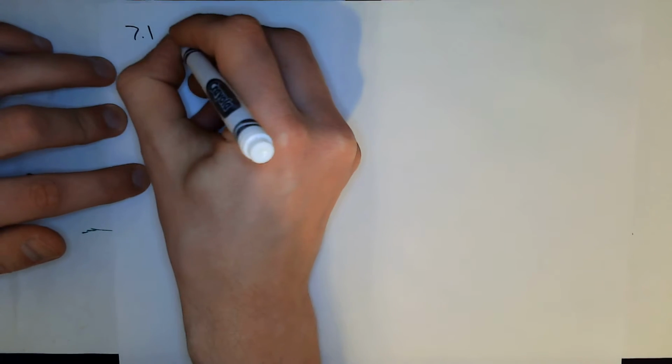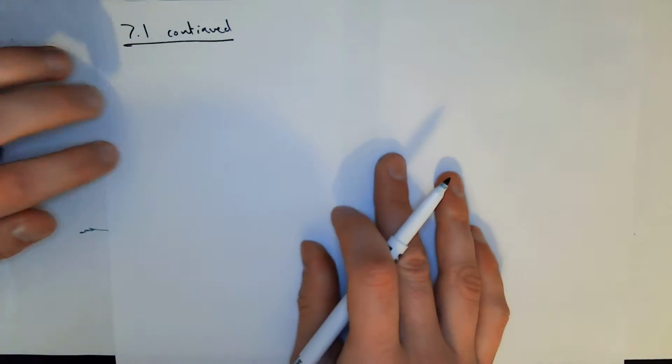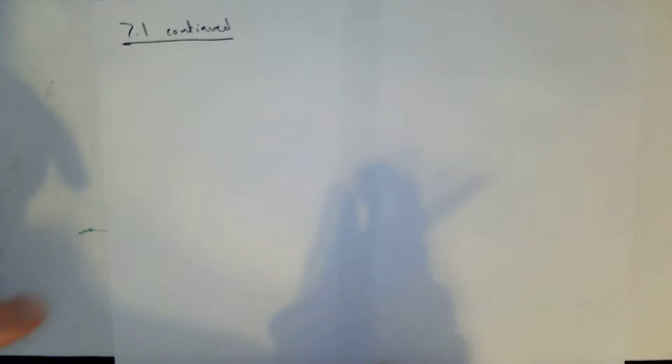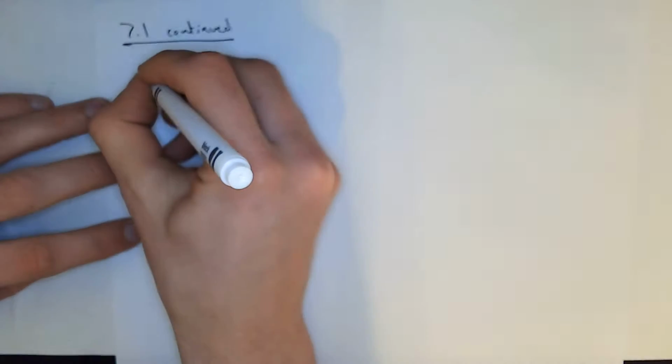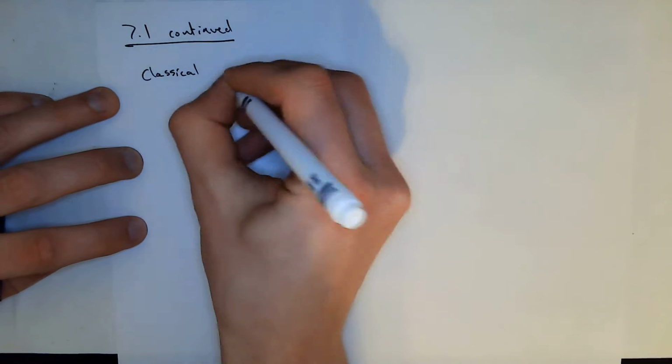Right, so this is 7.1 continued. I want to specifically talk about empirical versus classical probability. So we have classical probability from the last video.